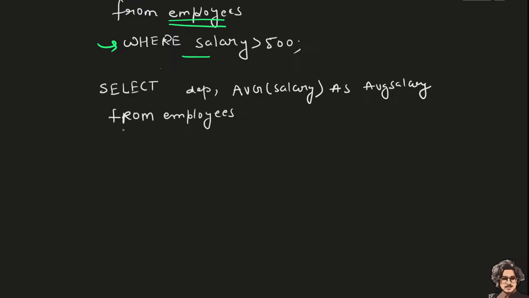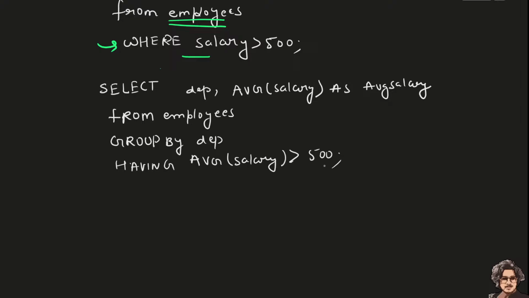In the HAVING clause, the first thing is that I group all the departments. So GROUP BY department. Then I use the filtering, HAVING, where the average of the salary is greater than 500. So you can see here.